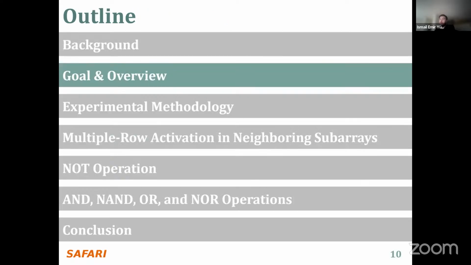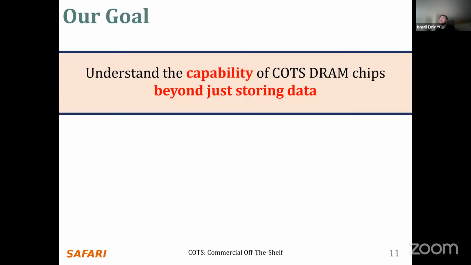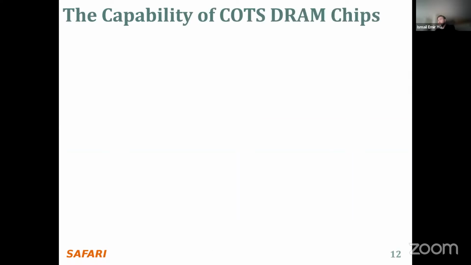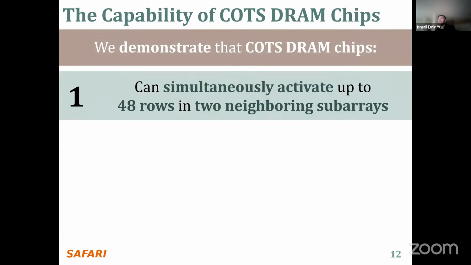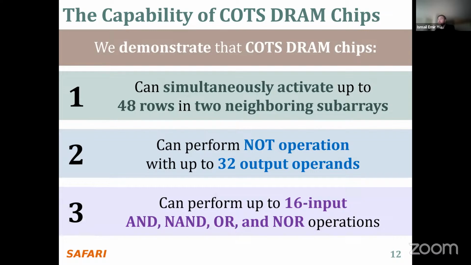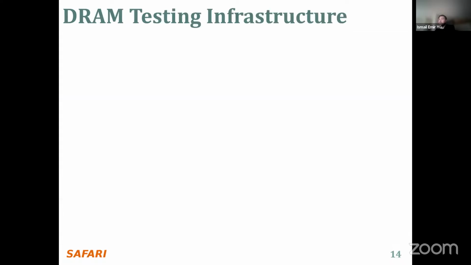Let's take a look at our goal and overview in this paper. Our goal is to understand the capability of off-the-shelf DRAM chips beyond just storing data and rigorously characterize the reliability of this capability. To this end, we demonstrate that off-the-shelf DRAM chips can simultaneously activate up to 48 rows in two neighboring subarrays, can perform the NOT operation with up to 32 output operands, and can perform up to 16-input AND, NAND, OR, and NOR operations.